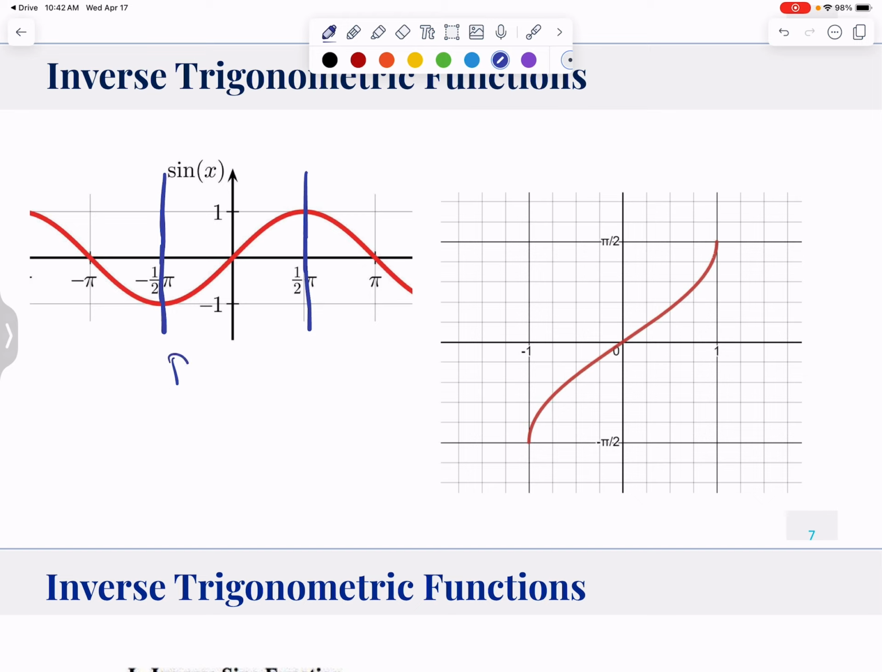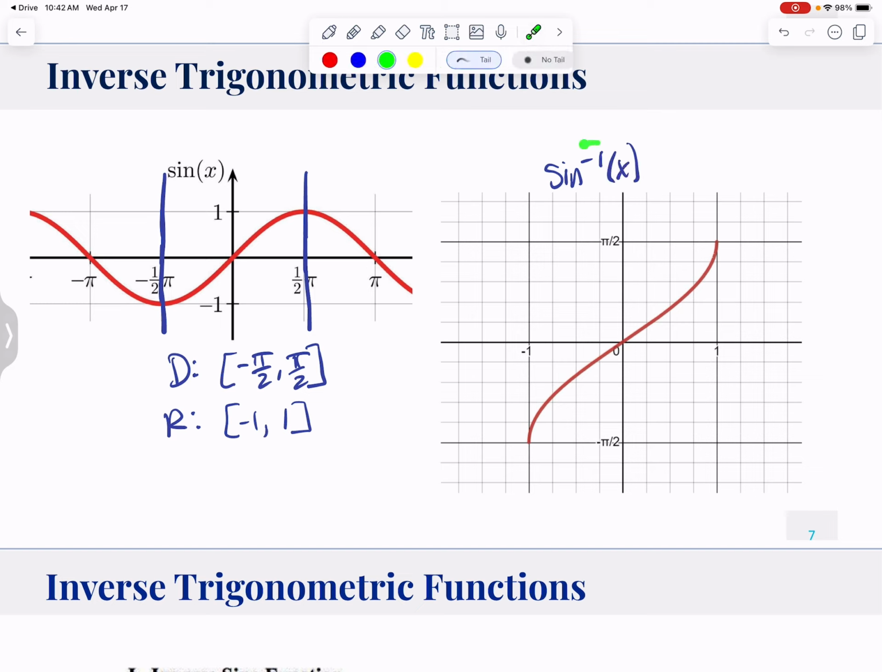So if our domain of the sine function is negative pi over 2 to pi over 2, and the range is negative 1 to 1, then the inverse function, this is inverse sine, denoted with that superscript negative 1. Be really careful. This sometimes means if you raise a number to the negative 1 power, that means the reciprocal, right? But this does not mean the reciprocal. This means the inverse, which is a little bit confusing notation, which is why there's another notation. You may see arc sine that is equivalent.